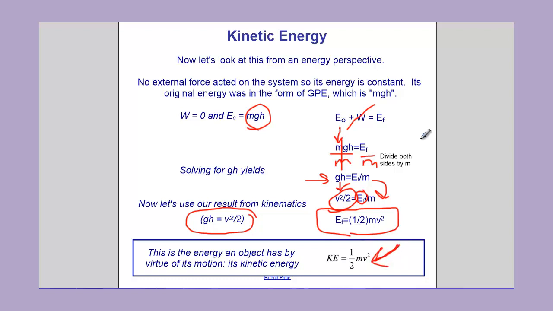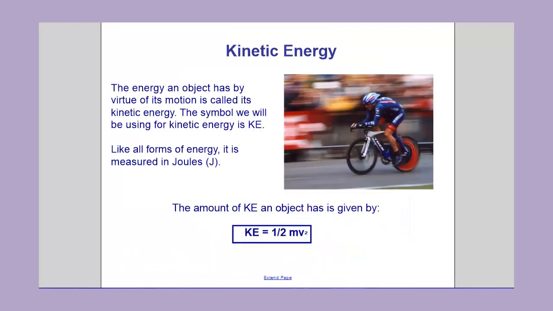You don't have to know all of this and how to get it, but this is how they got it. This is the one you need to know. Kinetic energy is 1/2 times the mass times the velocity squared. So the energy an object has by virtue of its motion is called its kinetic energy. Remember we talked if you're a kinesthetic learner, you learn by moving. The symbol we will be using for kinetic energy is KE, and just like all the other forms of energy, it's measured in joules, J. So the amount of KE, or kinetic energy, is given by KE equals 1/2 times mv squared.